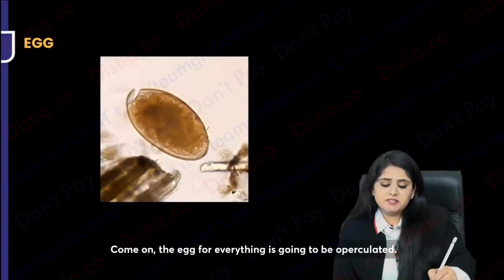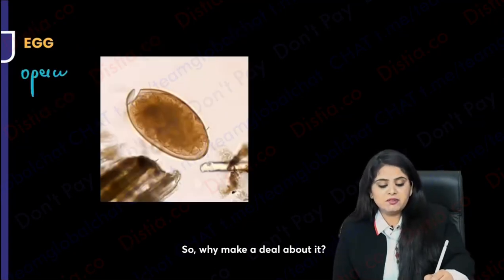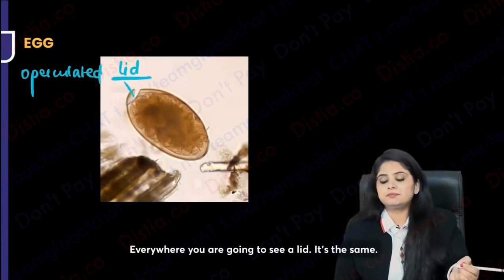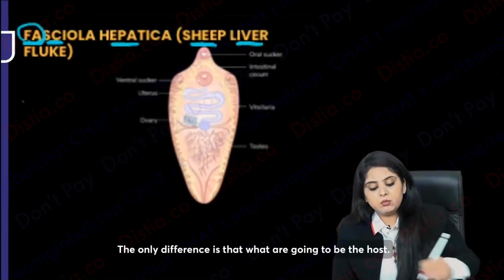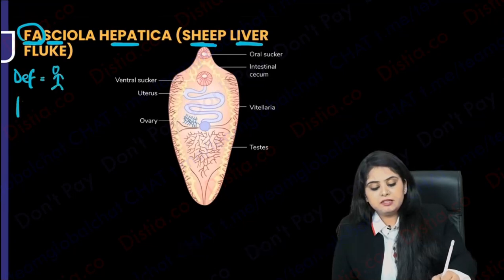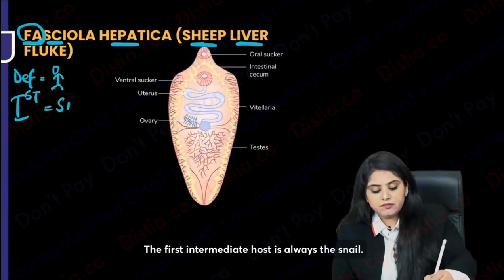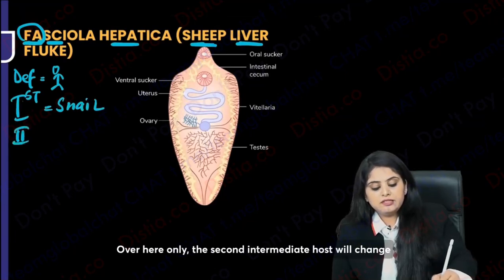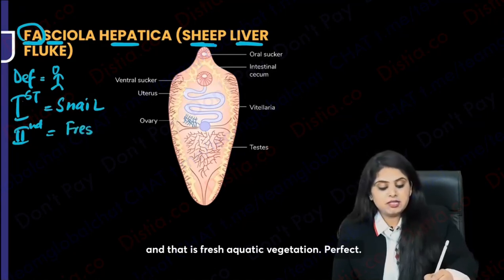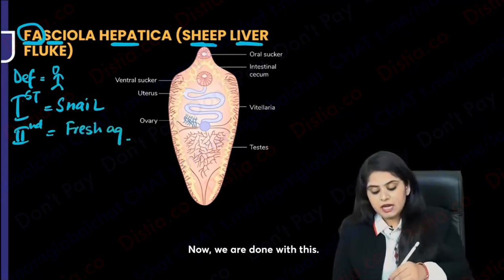Come on, the egg for everything is going to be operculated, so why make a deal about it? Everywhere you are going to see a lid, it's the same. The only difference is what the hosts are going to be. The definitive host is always the man. The first intermediate host is always the snail. Over here only the second intermediate host will change, and that is fresh aquatic vegetation. Perfect. Now we are done with this.